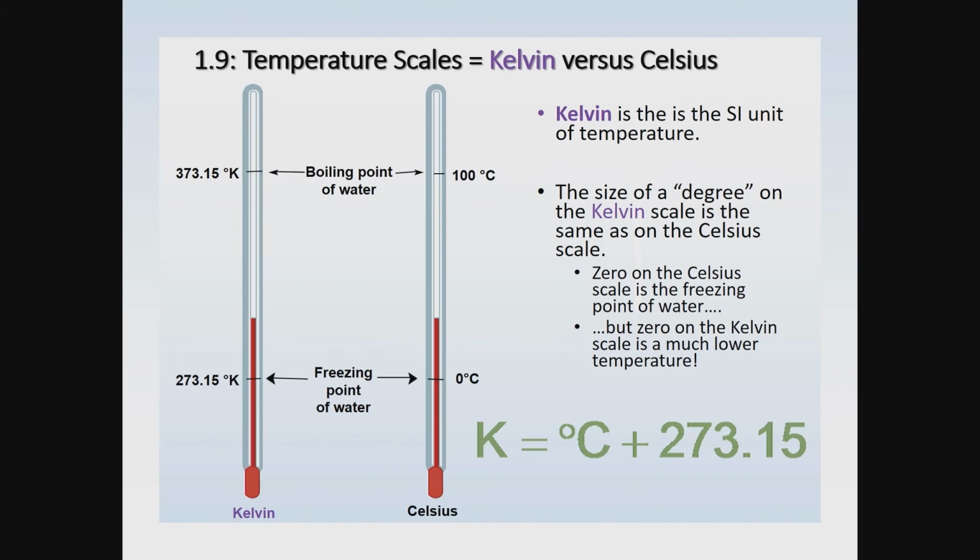So the freezing point in Celsius is 0. Therefore, the freezing point of water in Kelvin is 273.15 degrees. The boiling point of water in Celsius is 100 degrees. So the boiling point of water in Kelvin is just 273.15 added to that. It should be 373.15 degrees Kelvin. So what you can see is on the Kelvin scale, between the freezing point of water and the boiling point of water, there are 100 degrees between them. It's just that the numbers are offset.